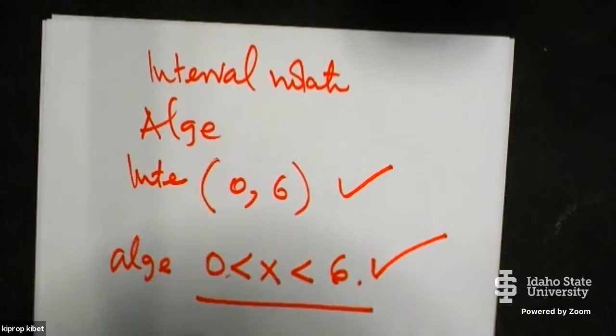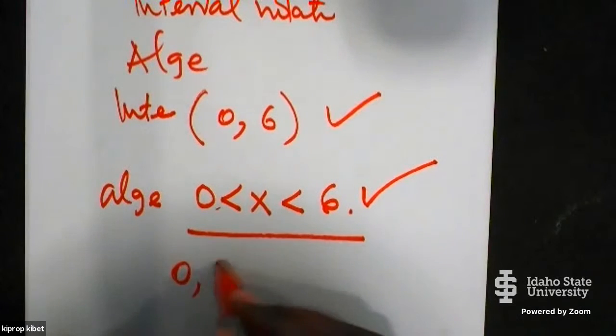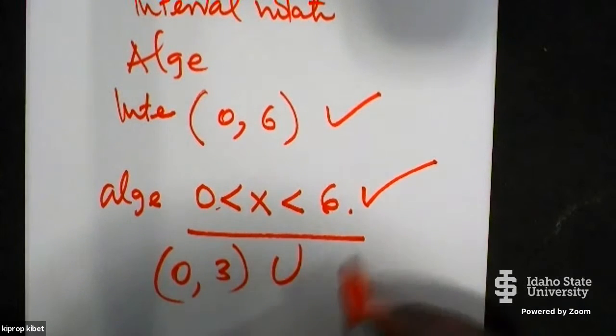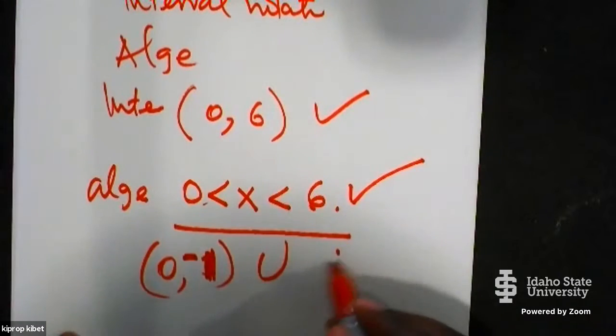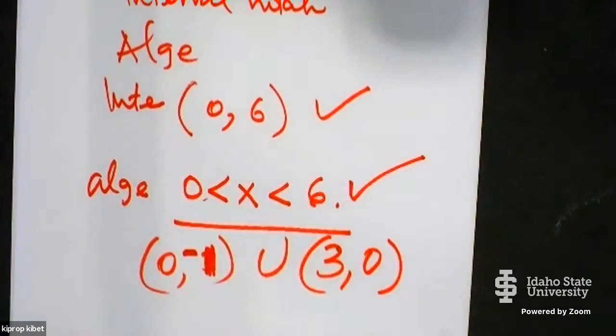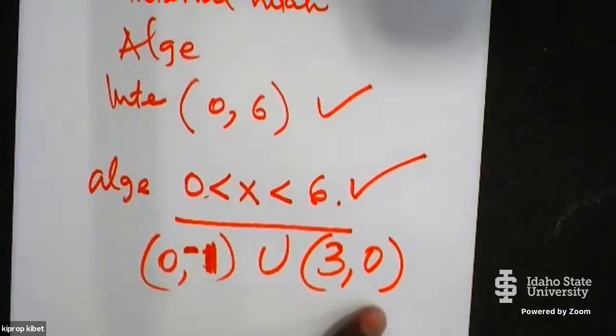So if it is something like this, let's say 0 and 3 union, let's say -1, like what we had in our exam. I hope you got something like this. I think some of you got it. Let's say something like that. So this is interval notation. So for algebraic notation, you need to know how to write the algebraic notation.